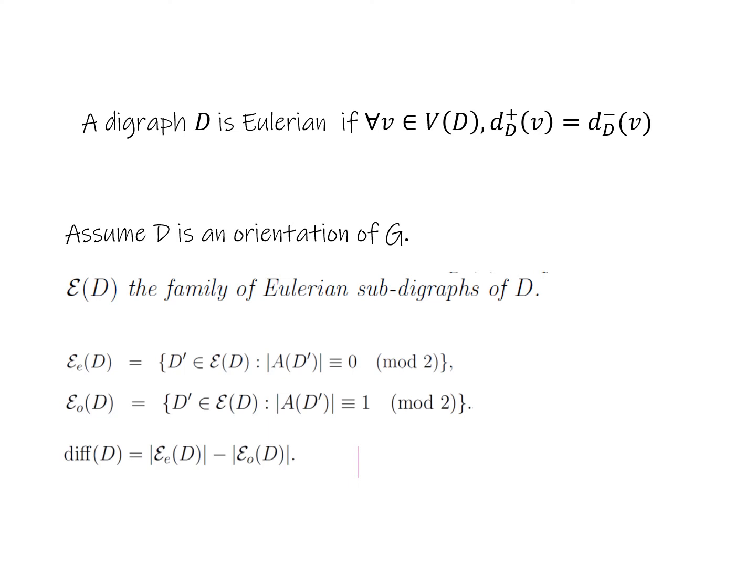And the difference of D is just the number of even Eulerian subdigraphs minus the number of odd Eulerian subdigraphs of D. And we say D is Alon Tarsi if the difference is not 0. That means the number of even Eulerian subdigraphs is different from the number of odd Eulerian subdigraphs.